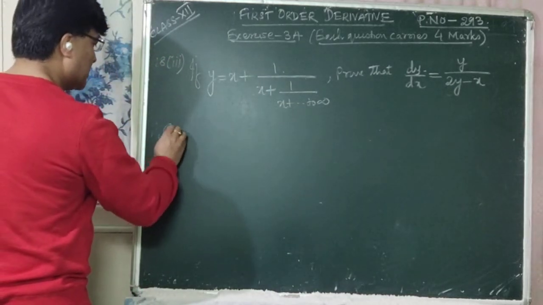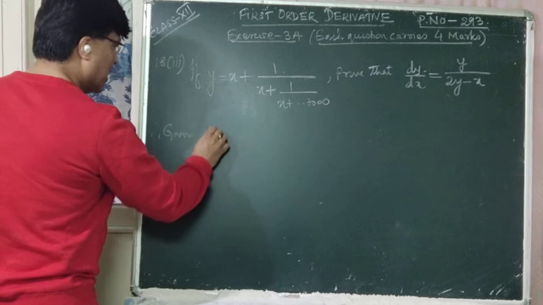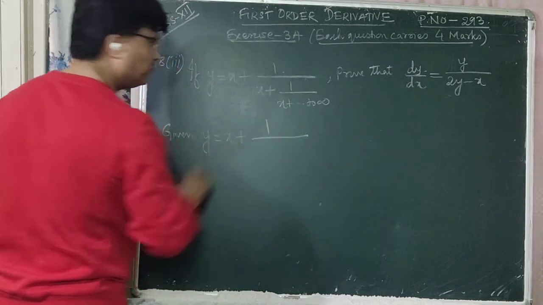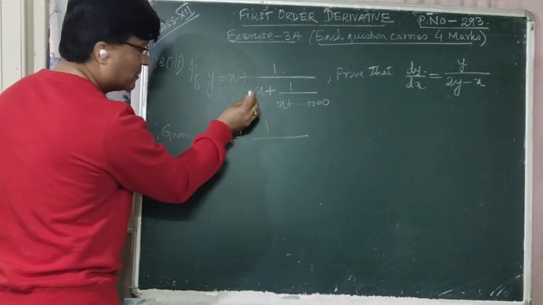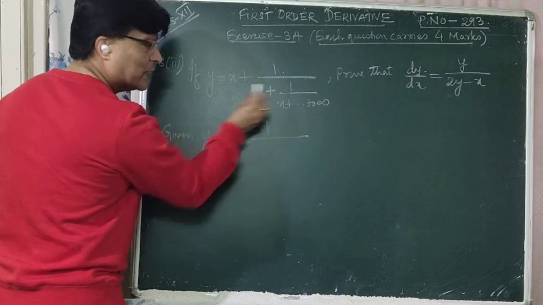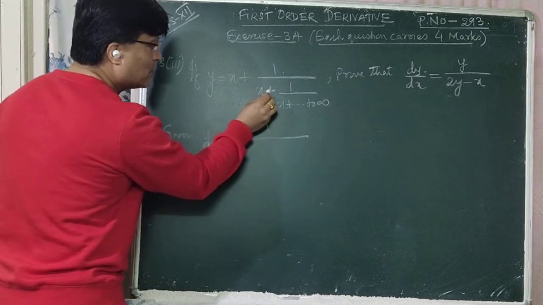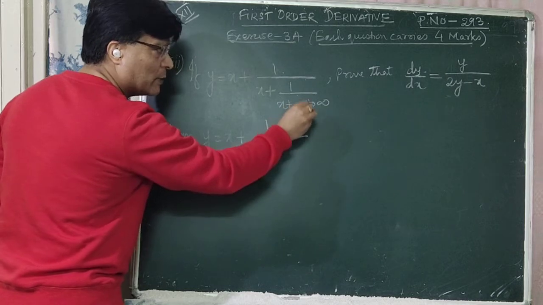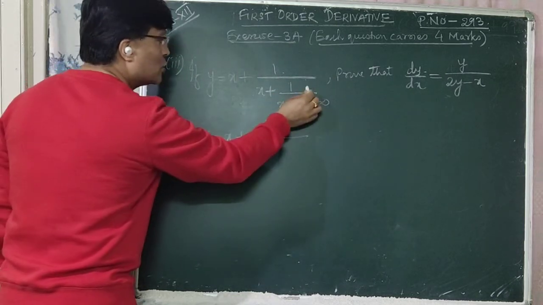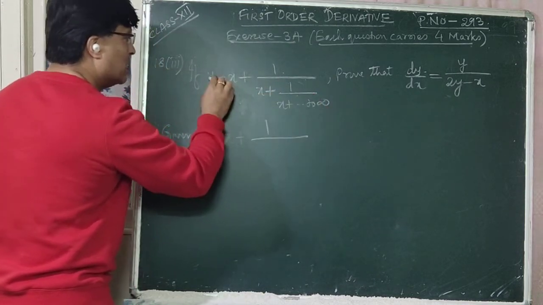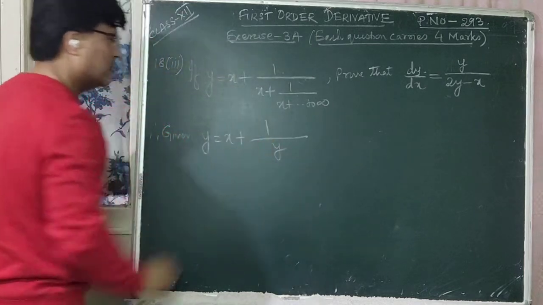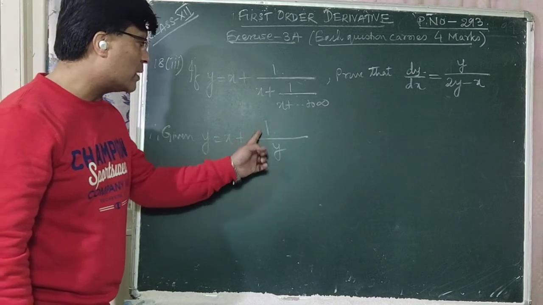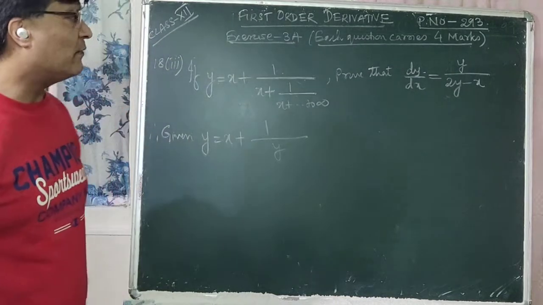So y is equal to, let us write down, x plus 1 upon, again this denominator means x plus 1 upon x plus 1 upon x plus 1 upon x plus, it goes up to infinity. So instead of this denominator, again you can write down here y. Is that clear now? So y is equal to x plus 1 upon y. This is the simplified expression.